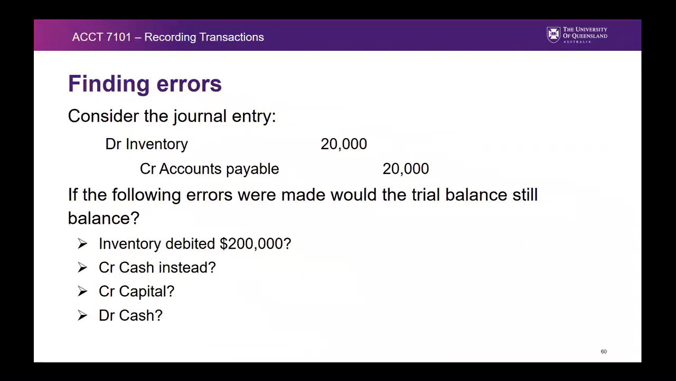So let's get some practice at finding an error. Let's have a journal entry debiting inventory, crediting accounts payable. If the following errors were made, would the trial balance still balance? So what if we debited inventory $200,000 and credited accounts payable $20,000? What if we debit inventory not $20,000 but $200,000? Would our trial balance balance?